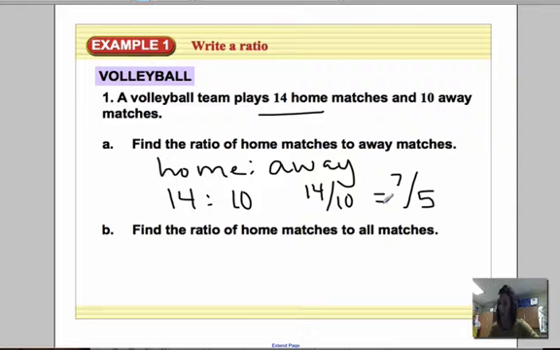Letter B, find the ratio of home matches to all matches. Home matches, there's 14. All, we have 14 plus 10, which makes 24. Again, we can simplify that fraction down. Both of these numbers are divisible by 2, so it's 7 to 12.